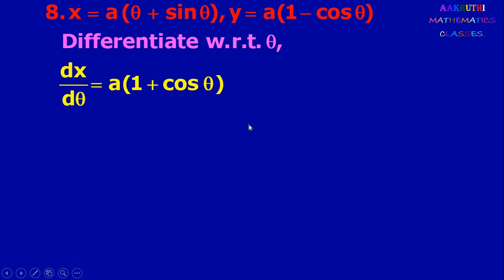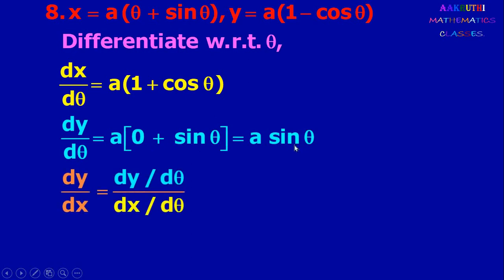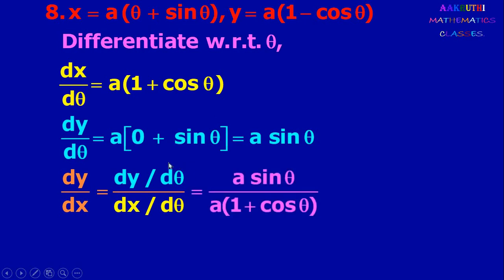Next, differentiate y with respect to theta. We get dy by d theta is a, a is constant, and 1 differentiation is 0, minus cos theta differentiation is minus sin theta. So minus of minus is plus sin theta. Dy by d theta is a into sin theta. So next we find dy by dx. Dy by dx is dy by d theta divided by dx by d theta. Substituting, dy by d theta is a sin theta, dx by d theta is a into 1 plus cos theta.